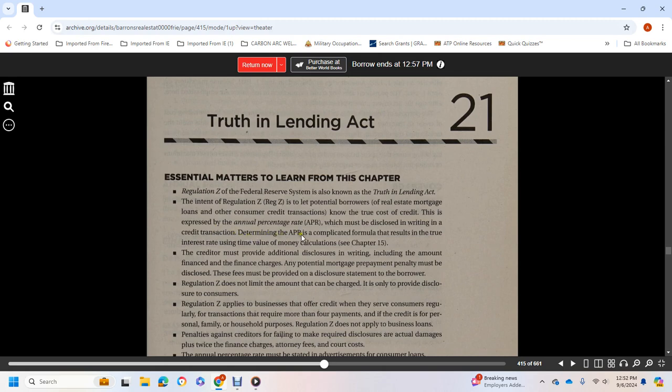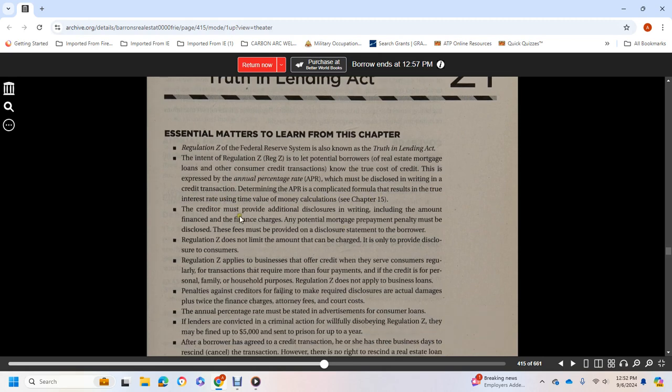Determining the annual percentage rate is complicated, with a complicated formula that results in the true interest rate, with the time value of money calculation. See Chapter 15. Credit must provide additional disclosure in writing, including the amount financed, the finance charge, and any potential mortgage prepayment penalty. These fees may be provided with the disclosure statements to the borrower.